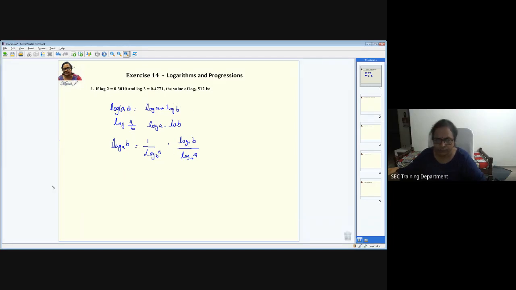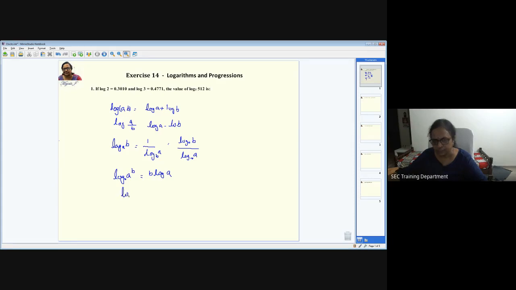One more thing: if you have log A to the power B, how do you write this? Here I'm taking A as the base. In this case, log A to the power B is B log A. Most often we'll be using this.